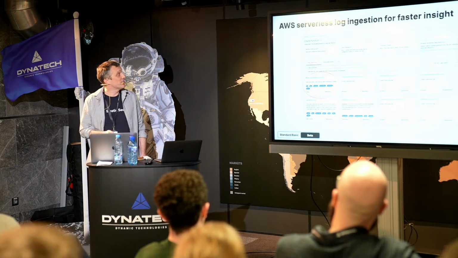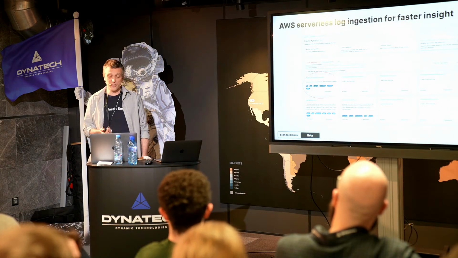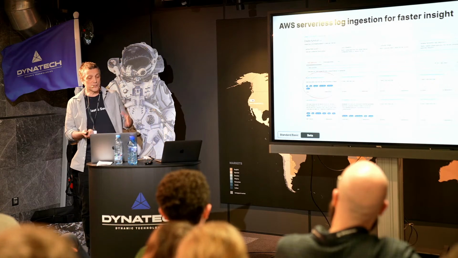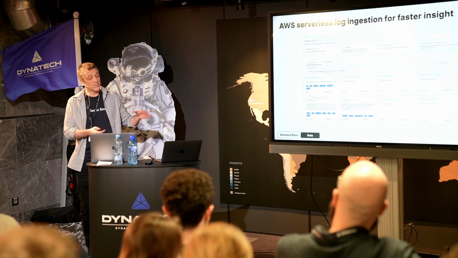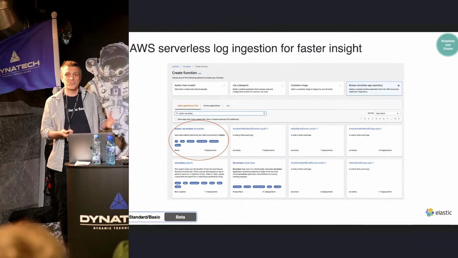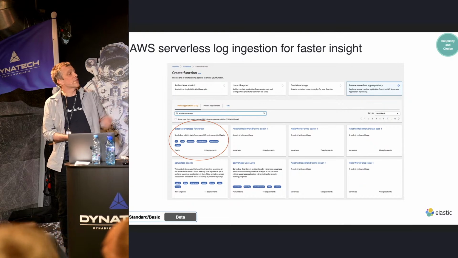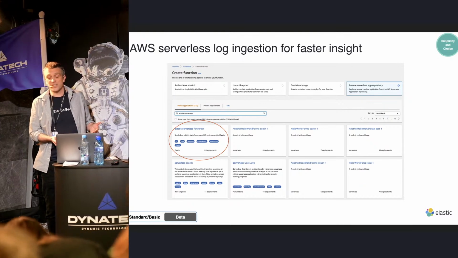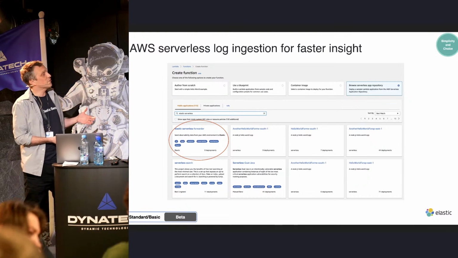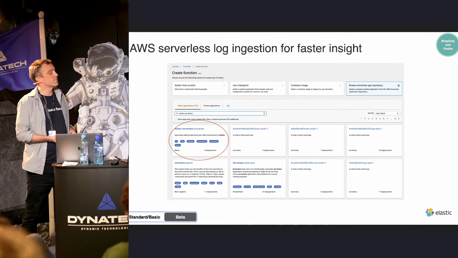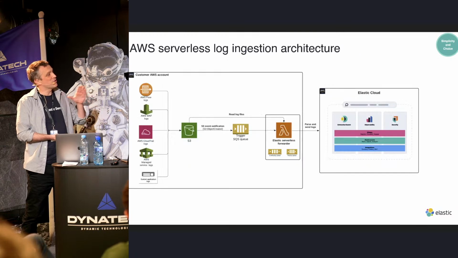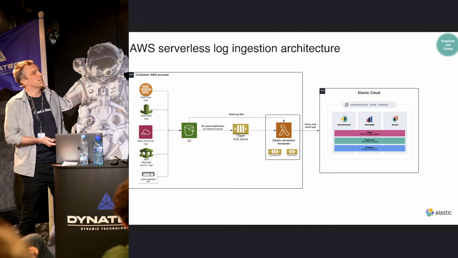The first thing we'll look at is AWS serverless log ingestion. This is a really nice way, if you're working with AWS, to get your data into Elastic. Simply go to the serverless app repository, put in your credentials, point it towards your Elasticsearch instance, and you can have something like this, a nice cloud-native architecture, where you can bring your data from different AWS services, store it in S3, then use SQS to trigger your serverless forwarder and put it straight into the Elastic Cloud.